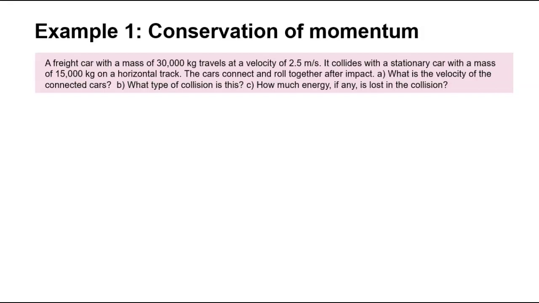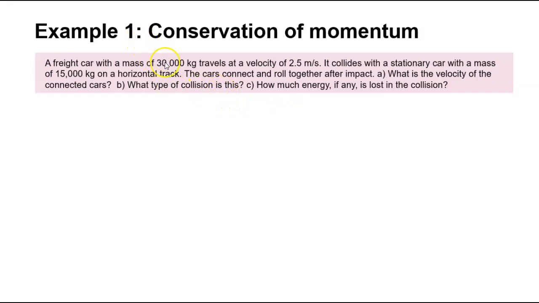Our first example is a freight car with a mass of 30,000 kilograms, traveling at a velocity of 2.5 meters per second. It is going to collide with a stationary car with a mass of 15,000 kilograms on a horizontal track. The cars are going to connect and roll together after impact. So again, it's a one-dimensional collision. This is happening on a train track, and these freight cars are like train cars.